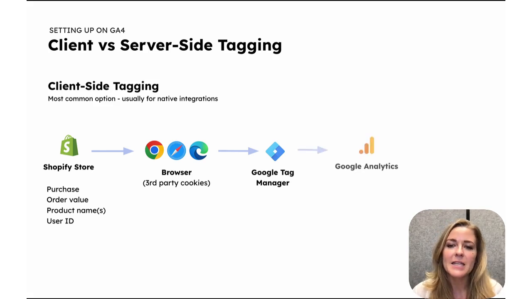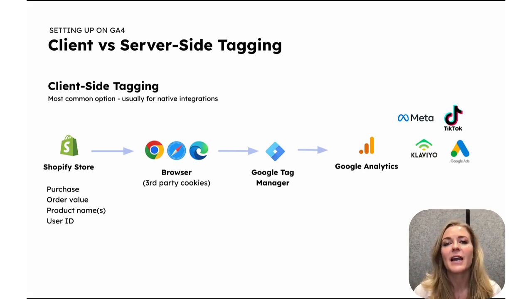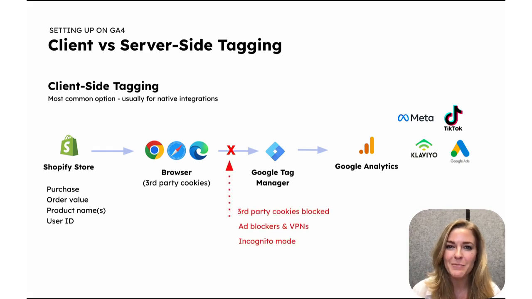And Google Tag Manager, as we've discussed, is what will transfer that data layer through to GA4. Now, the problem here is that when we then send that information through to Google Analytics, or even in the case of Meta, Klaviyo, TikTok, Google Ads, any other platform that requires data from your Shopify store on a per user basis, our challenge is that we do face some issues with the connection between the browser and the Google Tag Manager. So third-party cookies can be blocked by particular browsers. Safari recently phased it out, and we know Google Chrome is phasing it out as well. Ad blockers and VPNs can also cause issues with this connection.